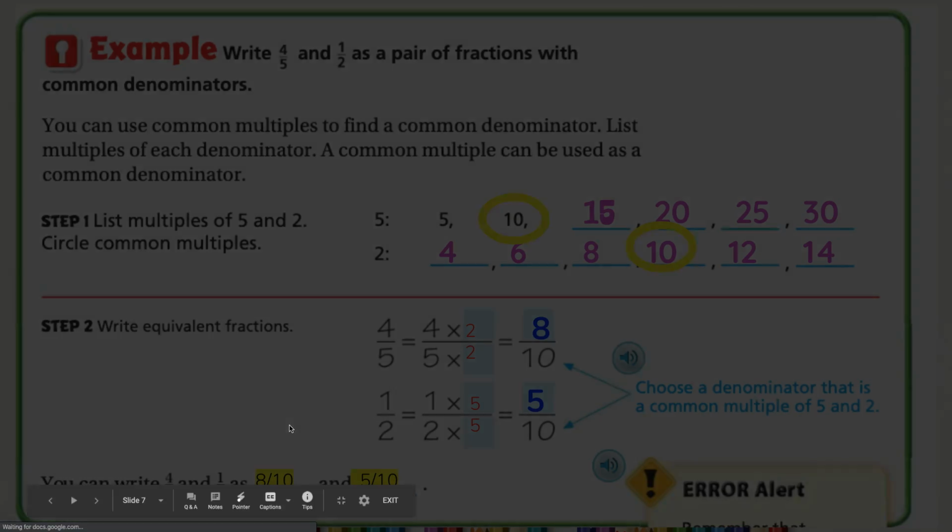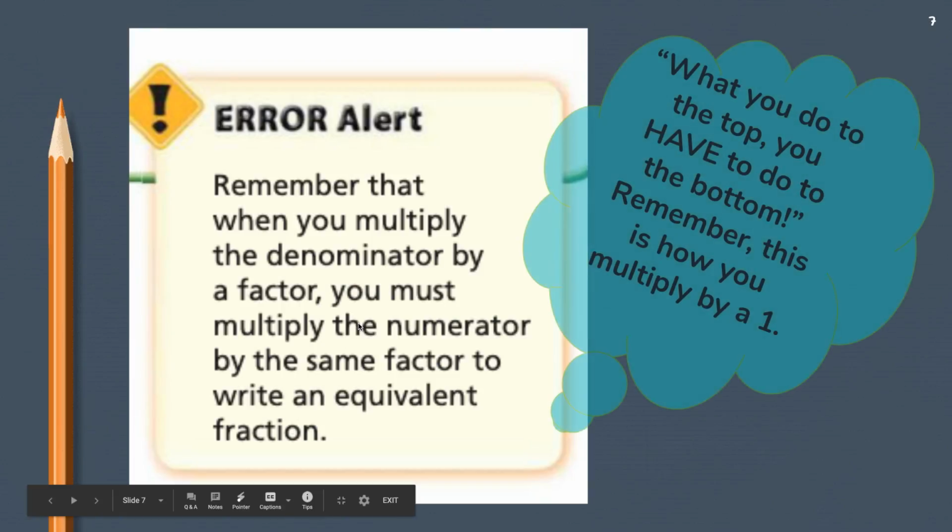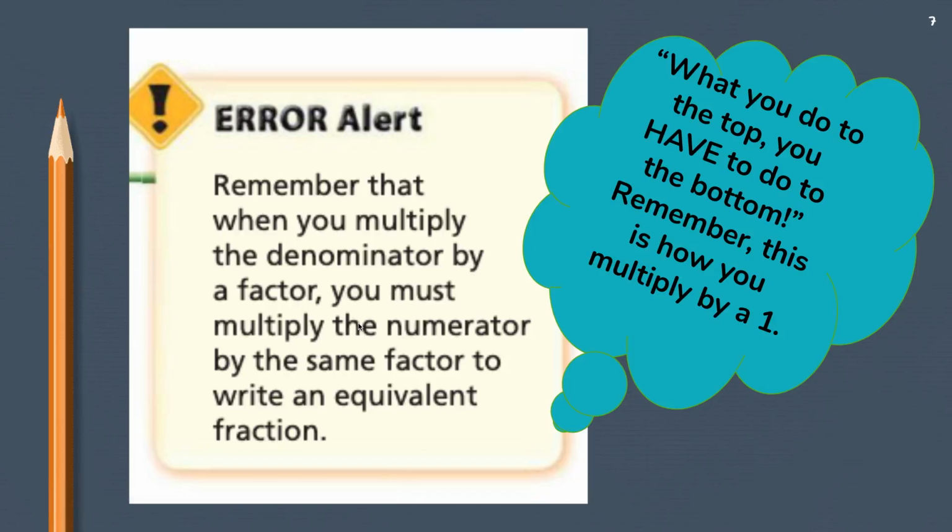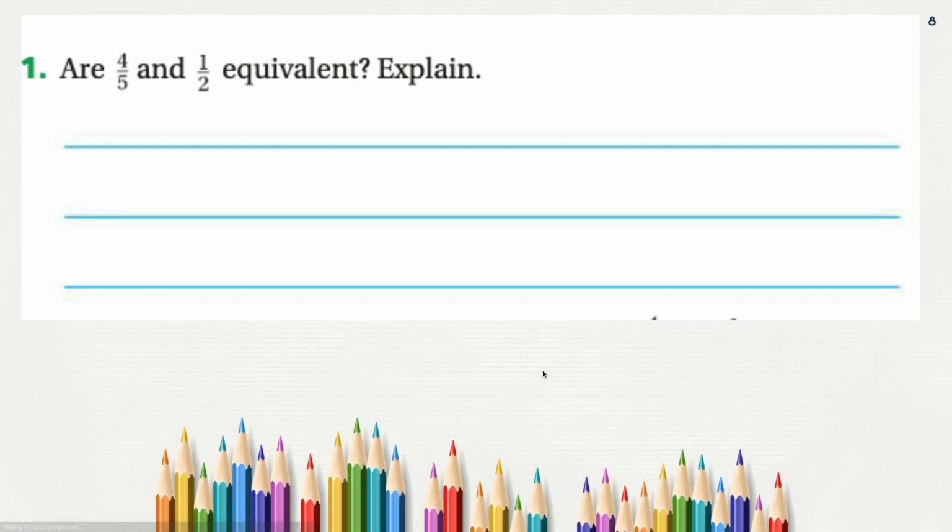Pause if I'm going too fast. I'm going to keep moving. This is just a reminder of what we talked about. Remember, when you're multiplying by a whole, 2/2, 7/7, just make sure that you're using the same number, and what you do to the numerator, you do to the denominator, and vice versa.